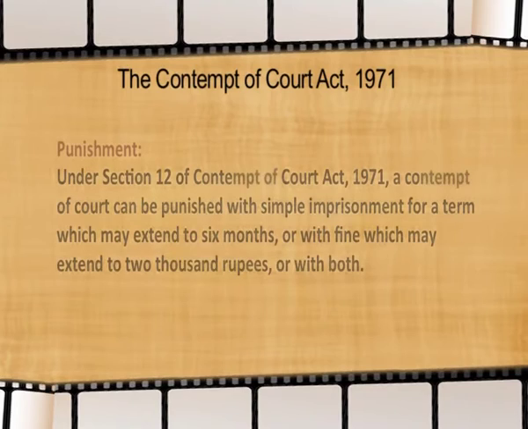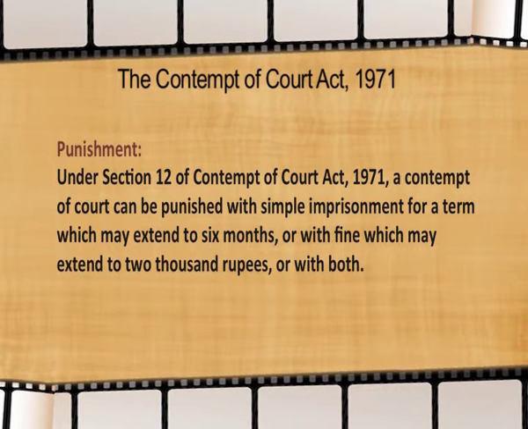Journalists should also have proper knowledge of the penalties that they might face. Under Section 12 of the Contempt of Courts Act 1971, a contempt of court can be punished with simple imprisonment for a term which may extend to 6 months, or with fine which may extend to 2,000 rupees, or with both. This is particularly important for journalists because many a times journalists report on under trial cases.